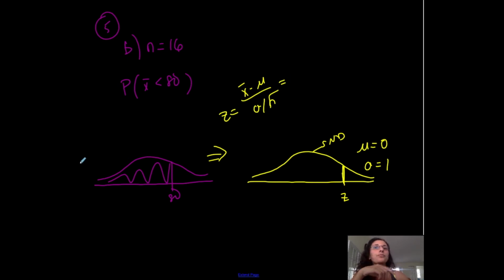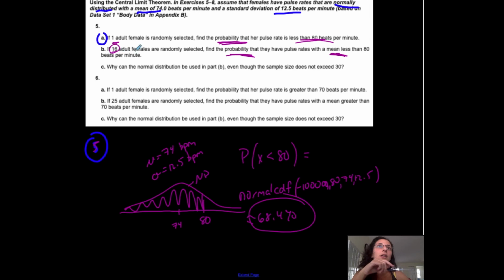So the question asked, find the probability that they have pulse rates with a mean less than 80 beats per minute. This represents that X bar, right? Here it represented X, one data value. Here it's representing X bar because we're saying, does that little sample size have a mean that is less than 80? Because I can't represent all 16 of those values, so I have to find the mean of it. Does their average have less than 80 beats per minute?